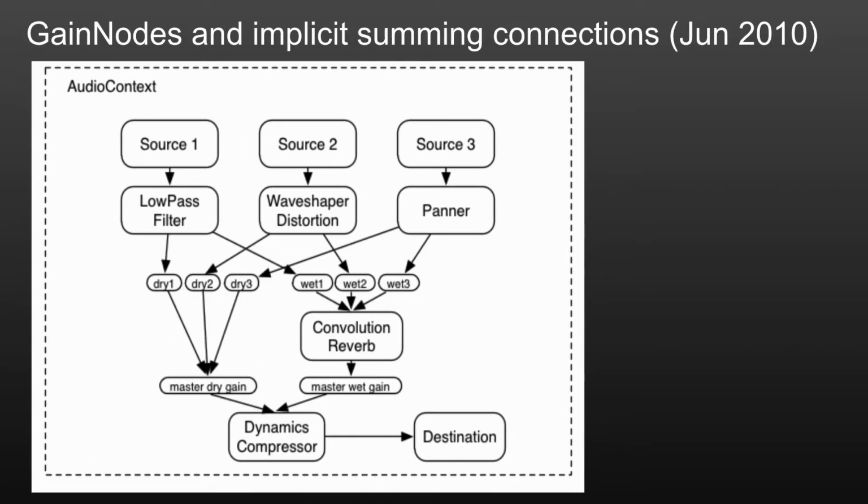So this is how it turned out to be when the mixing happens automatically. We had to create a gain node. That's what the dry 1, dry 2, wet 1, wet 2, wet 3 are. So if you want to change the level of a particular source into the mixer, you just create a gain node, and then you connect that into another node, and the mixing happens automatically. You don't need a mixer node at all.